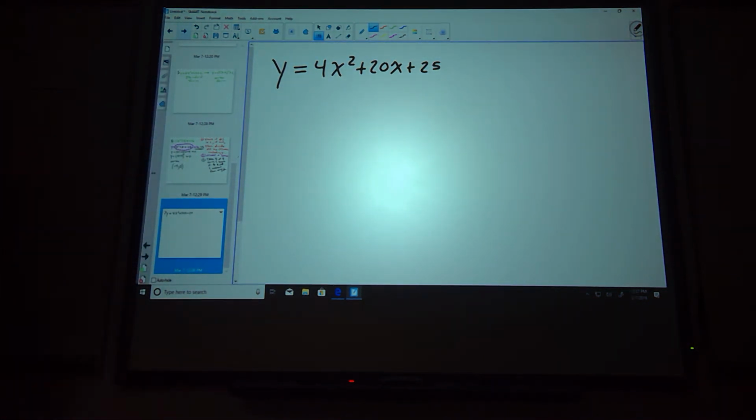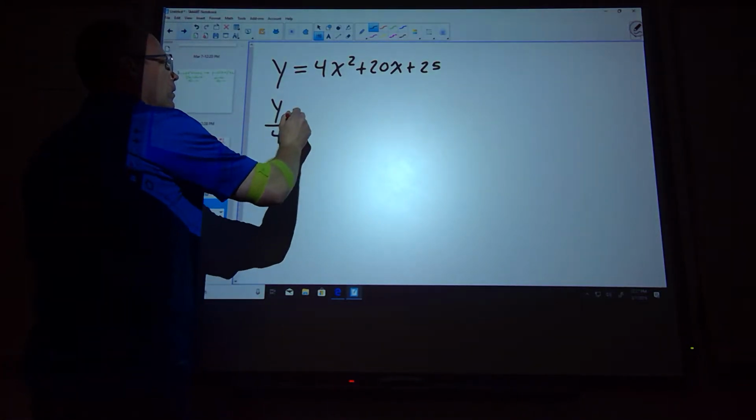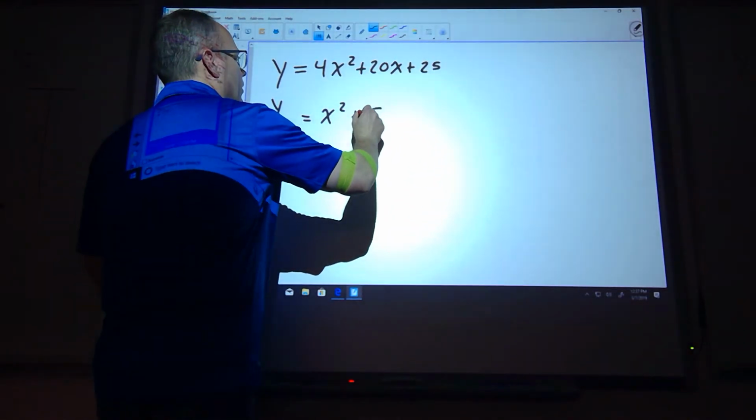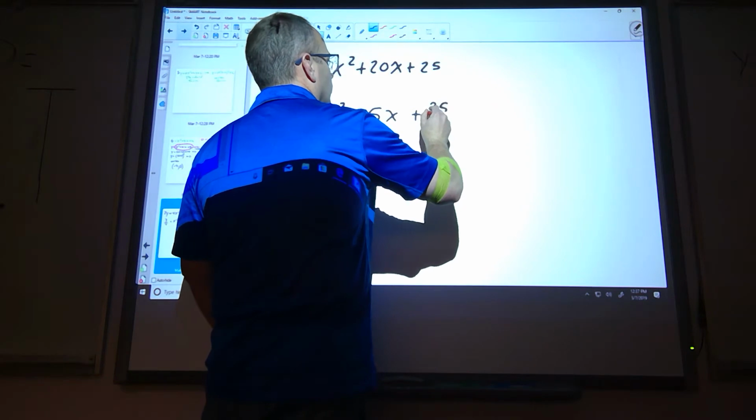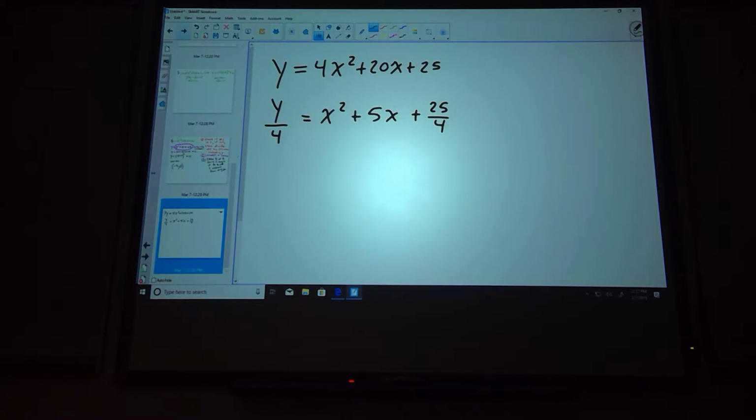Okay. Ready? What's my A value? 4. It's not 1, is it? So I'm going to divide everything by 4. Do you agree with the math I did? If I divide y by 4, I get y over 4. If I go 4x squared divided by 4, the 4's cancel. 20 divided by 4 is 5. And then 25 divided by 4 is just 25 over 4.